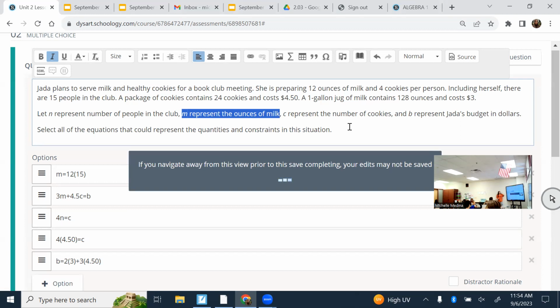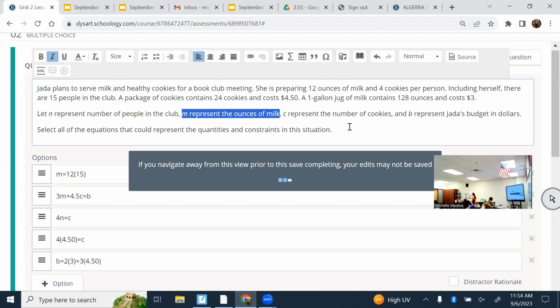All right, well, let's see. This one did confuse me at first, but I went back and read it and I was like, oh, it's right there. So M is ounces of milk, so pay attention where I talked about milk. She's preparing 12 ounces of milk and 4 cookies per person, including herself. There are 15 people in the club. So how many ounces of milk does she need?